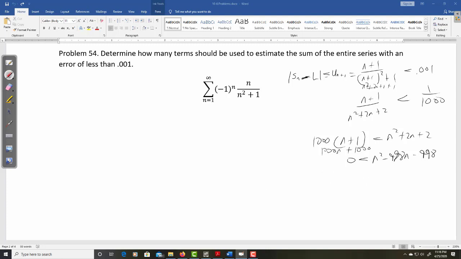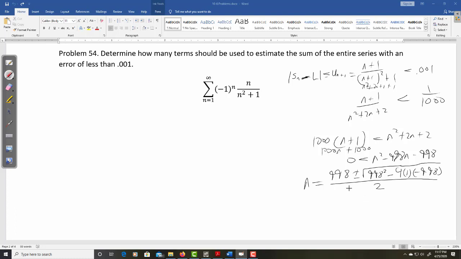We can solve this quadratic inequality by doing the quadratic formula. 998 plus or minus the square root of 998 squared minus 4 times 1 times negative 998. Although I guess both b and c are negative 998, so it doesn't really matter. Don't have to worry about the sign that much. This one's positive because it was squared. This one's positive because it's negative b.